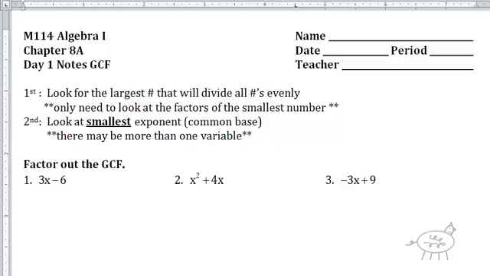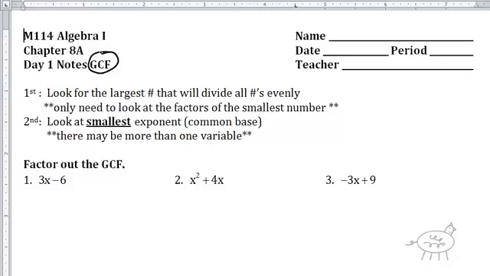Greetings, math fans. All right, so this is day 1 of chapter 8a, and basically the title of this chapter is factoring. It's really an important concept that we are going to cover in this chapter. So let's get started here. The first thing we're going to talk about is something called GCF.